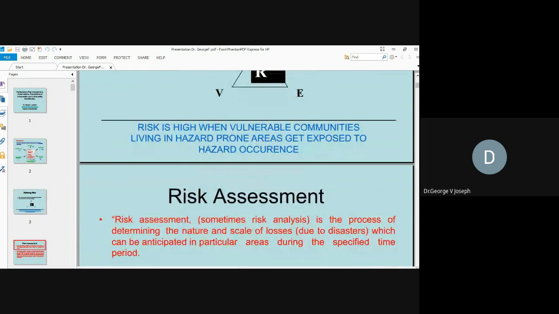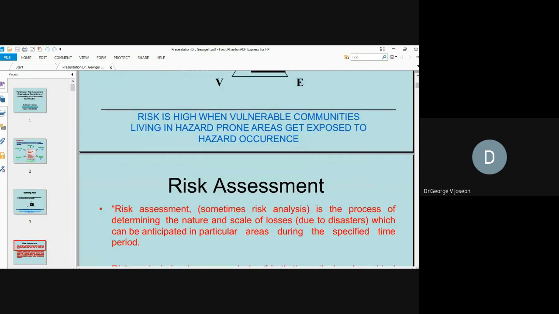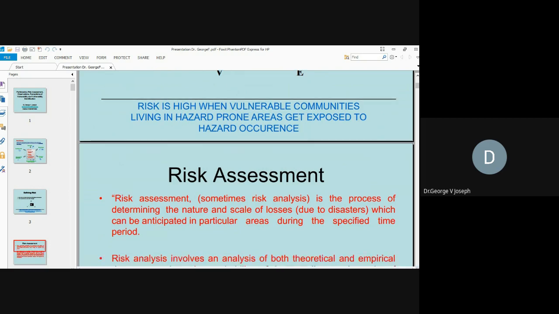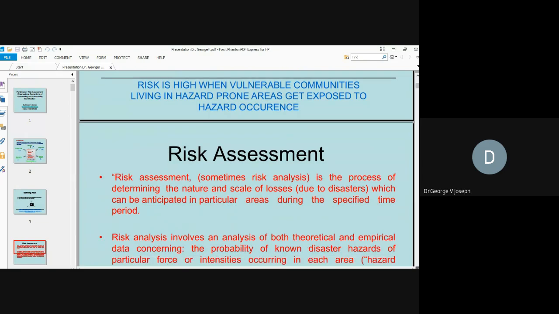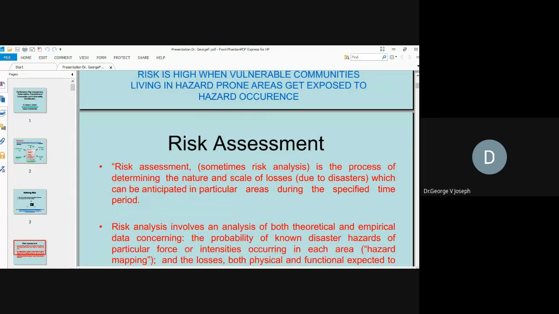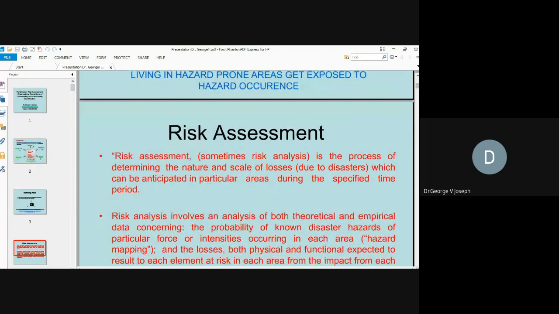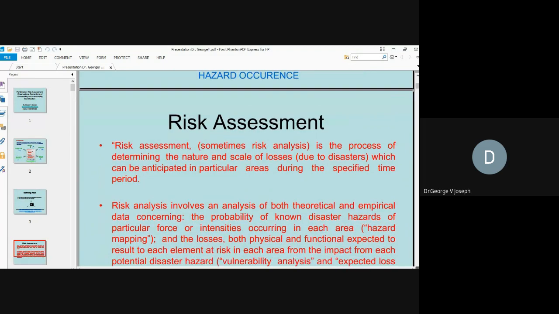Risk assessment is the process of determining the nature and scale of losses due to hazardous events. That is, the quantum of loss, the likely estimated loss. That is what risk assessment is. It involves analysis of both theoretical and empirical data. So how many people are affected, how many buildings, the area affected, the infrastructure affected, all this needs to be analyzed.